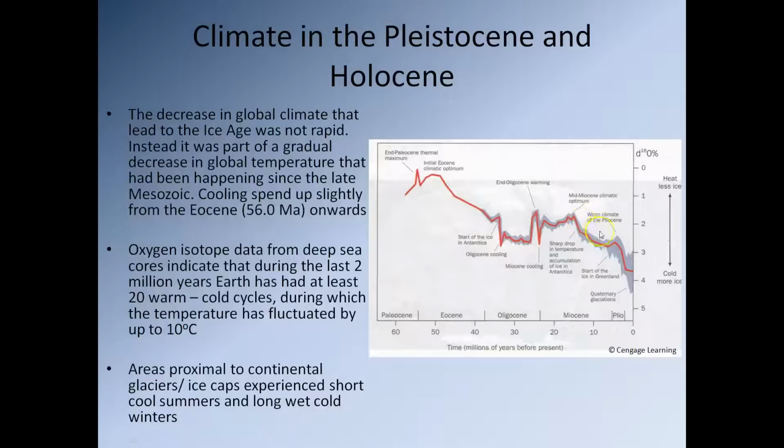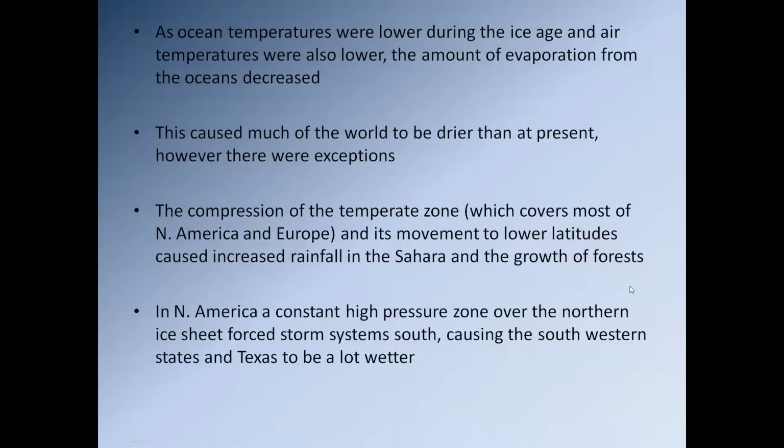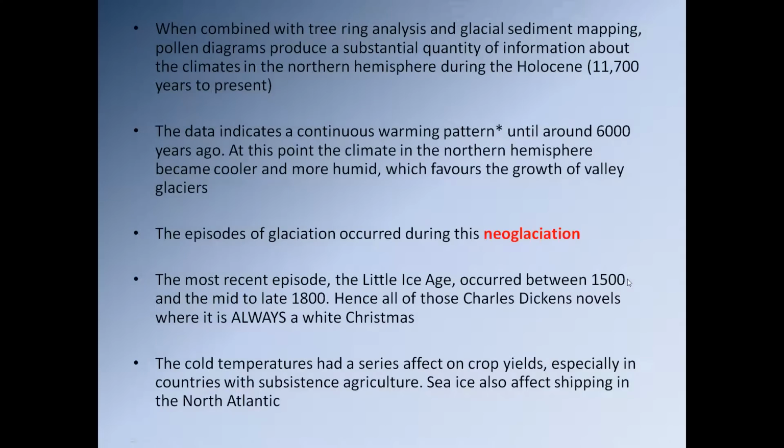So this is called the warm climate of the Pliocene. So we see the temperature go up, and then it just nosedives. So, as I said, at this point, the climate in the northern hemisphere becomes cooler and more humid, which favours the growth of valley glaciers. And this episode of glaciation occurred during this neoglaciation. It's called a new glaciation.